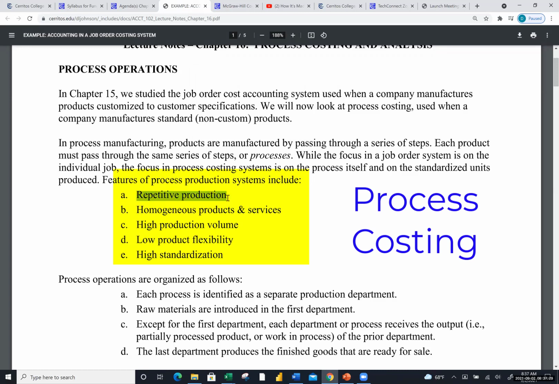It's repetitive production. The same thing goes on every time. I'm going to show you a little 5-minute video on a company that might use process costing.